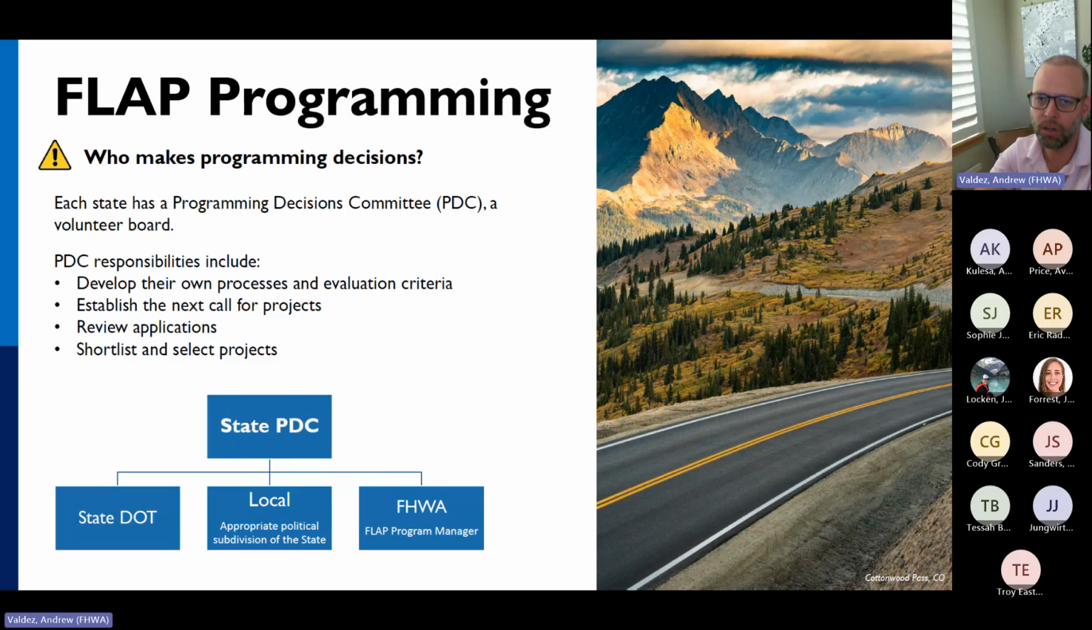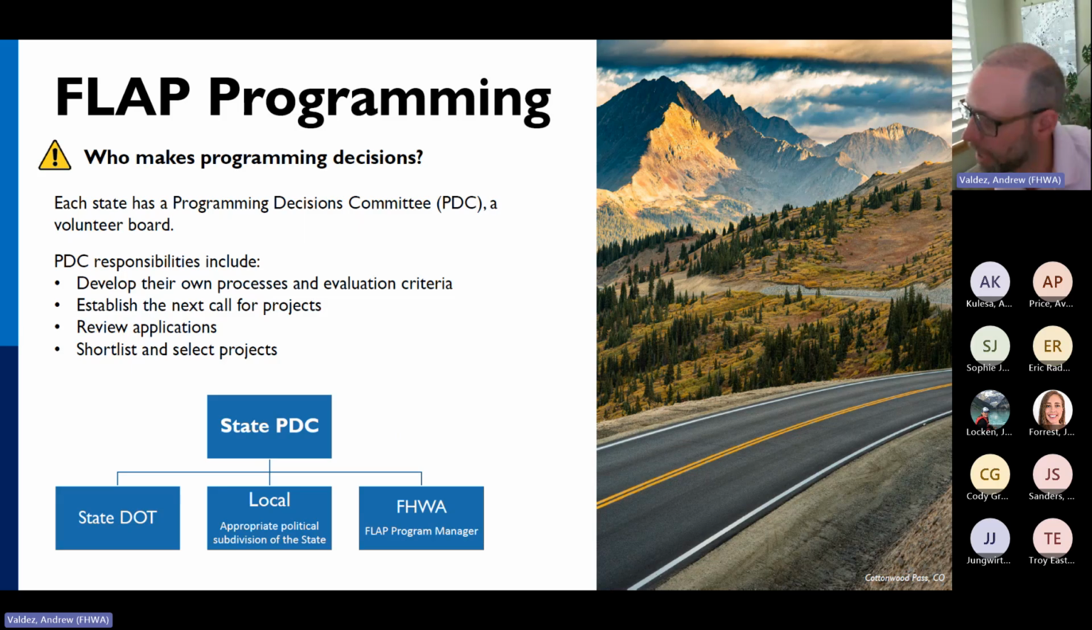All right, so moving on, who makes the programming decisions? So each state has a programming decisions committee, or a PDC. This is a 3-person volunteer board that's usually established by something like a charter. And it's made up of a state DOT rep, a local government rep, and then Federal Highways has 1 seat. So for this call, the Federal Highways rep will be Jessica Forrest. Do you wanna pop on camera and say hi real quick, Jessica?